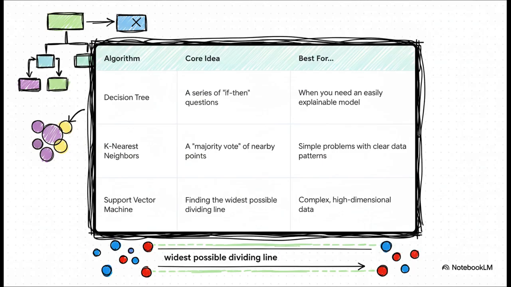Let's just do a quick recap. The decision tree, with its simple if-then flowchart, is amazing when you need to be able to explain why a decision was made. K-Nearest-Neighbours, with its majority vote idea, is super straightforward and works great for simpler problems where things that are alike are also close together. And the support vector machine, focused on finding that widest dividing line, often crushes it with really complex, high-dimensional data where the separation isn't obvious at all.